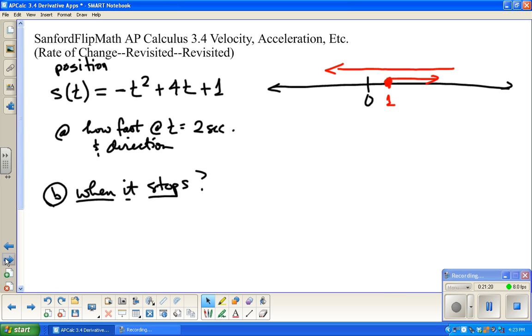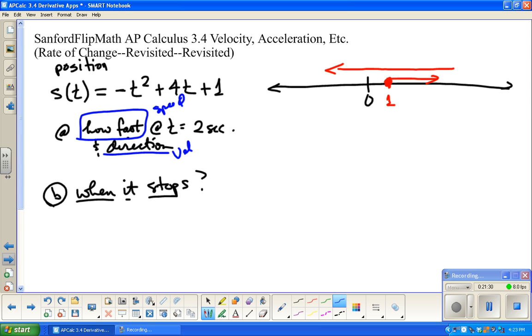Okay. All right. So how fast sounds like velocity or speed, but since I want to know direction, that kind of does tell me velocity. And I'm not asking where it is located 2 seconds in. I'm asking how fast and what direction it's going. So that's a vector quantity now, because how fast is a number, and the direction is the other part of the vector quantity.